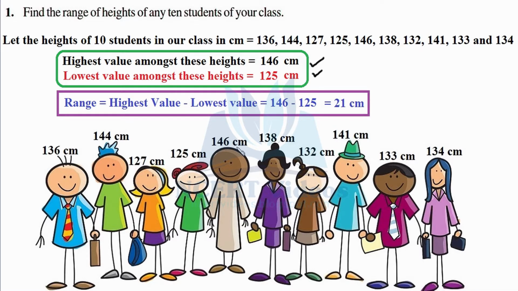So you have to subtract these two values. Therefore we subtract it and it turns out to be 21 centimeter. So what does it mean? It means that the height starts from 125 minimum and goes up to 146 maximum, and the range, or the distance between these two heights, is 21 centimeter. So that was your first.